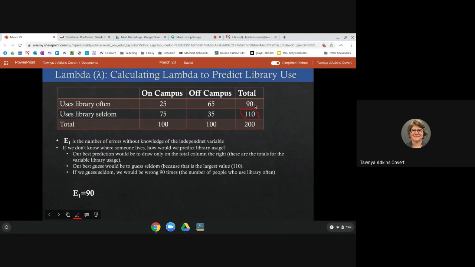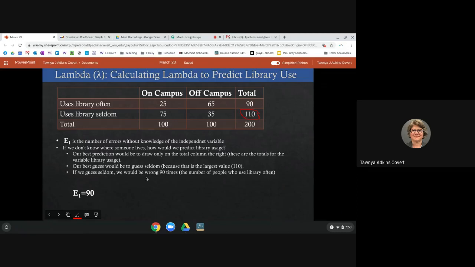And we're only going to be wrong 90 times. But if our best prediction was that they attended the library often, we'd be wrong 110 times. So in making the decision, we're going to pick the largest frequency in that column, because that's our best prediction. We're going to be wrong less if we choose this largest frequency than if we choose the other one. So our best guess would be seldom, because that's our largest value.